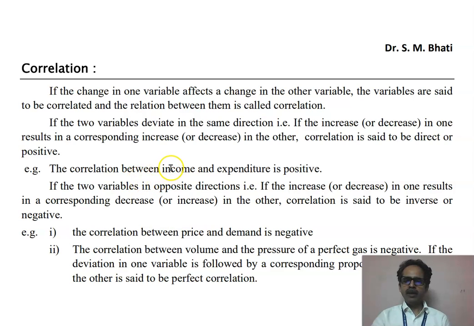As income increases, expenditure also increases. If income decreases, expenditure also decreases. Hence, the correlation between them is positive. While if price increases, then demand decreases. If price decreases, then demand increases. So the relation is negative.